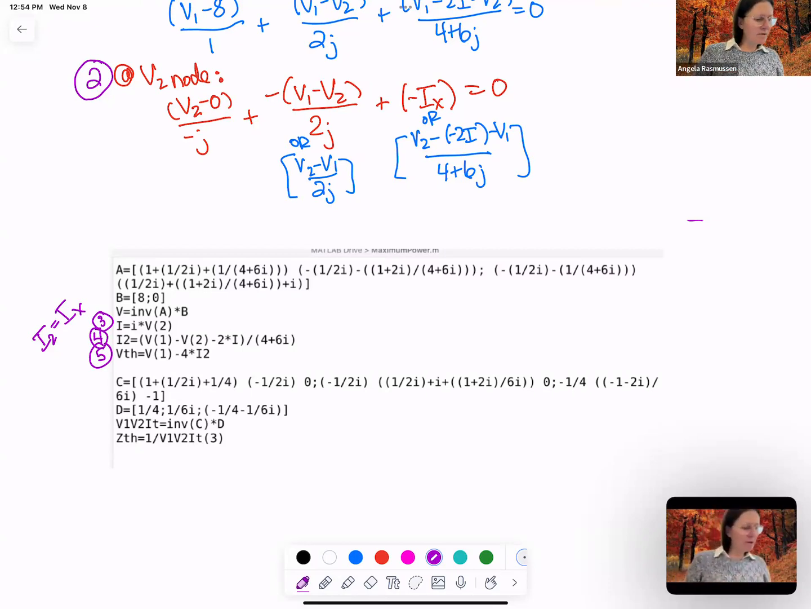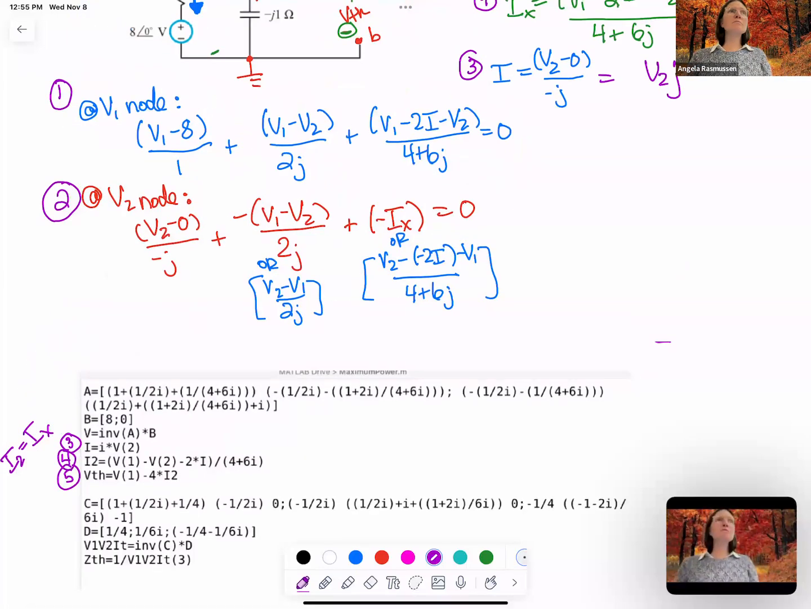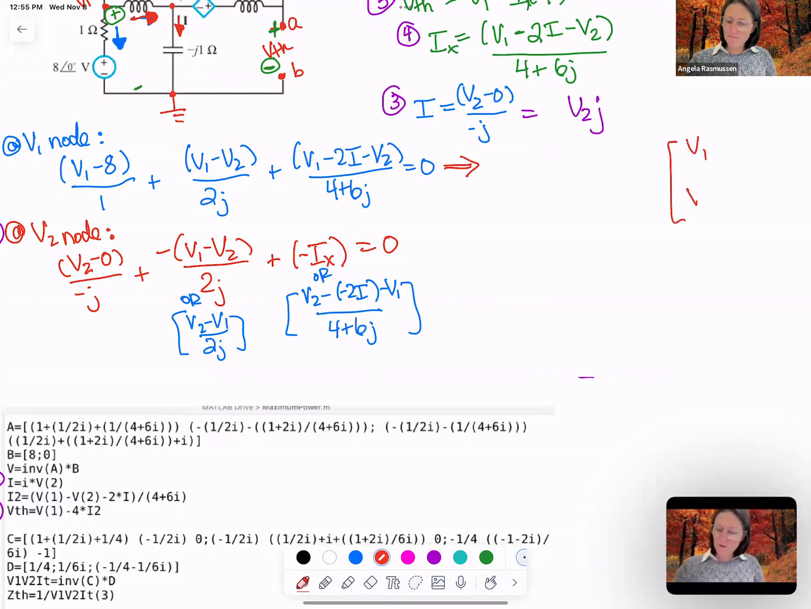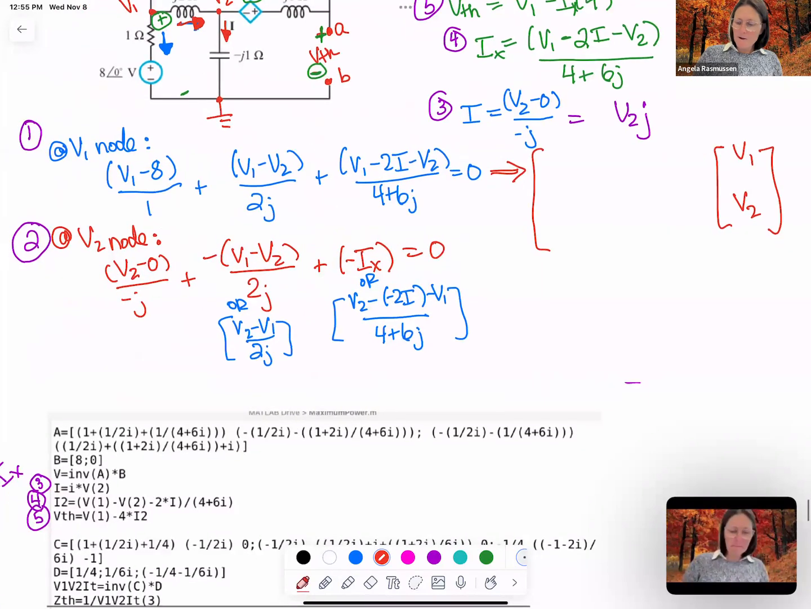Okay, this ended up giving me VTH was minus 2j. Do you guys want me to write these two equations in matrix form to see them? I'm saying yes. Okay, enough of you do want that one. So from here, I have terms V1 and V2. From equation 1, my V1 terms, I have 1 and then plus 1 over 2j, and then here is 1 over 4 plus 6j.